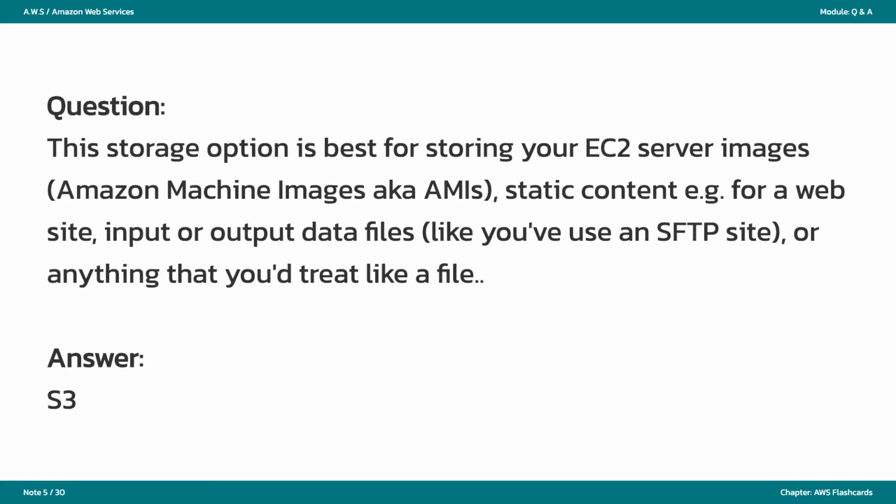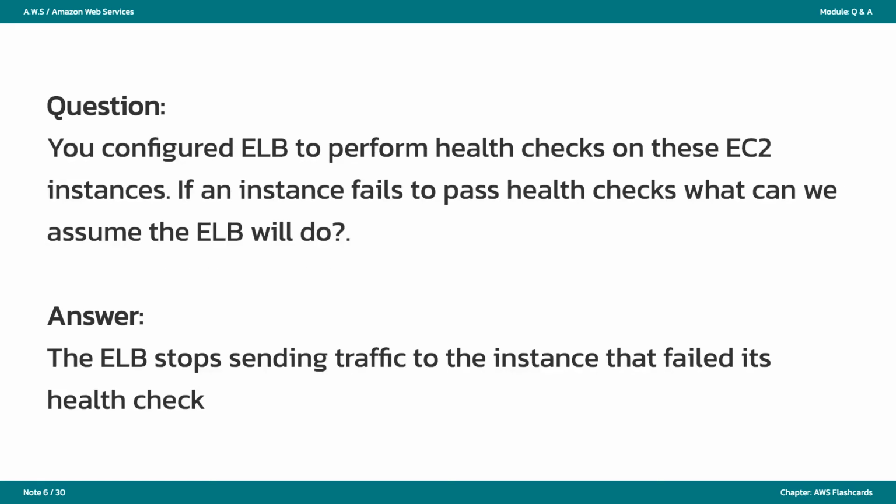Question: This storage option is best for storing your EC2 server images, Amazon Machine Images aka AMIs, static content, for example for a website, input or output data files, like you would use an SFTP site, or anything that you'd treat like a file. Answer: S3. Question: You configure ELB to perform health checks on these EC2 instances. If an instance fails to pass health checks, what can we assume the ELB will do? Answer: The ELB stops sending traffic to the instance that failed its health check.